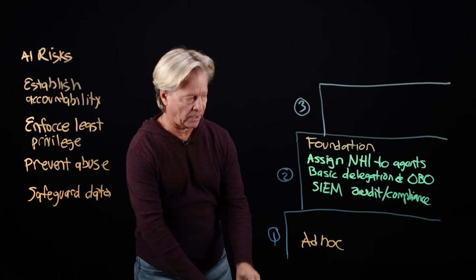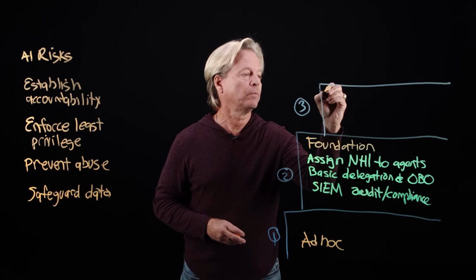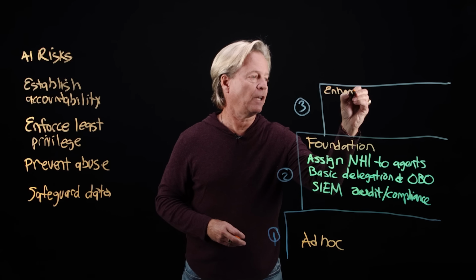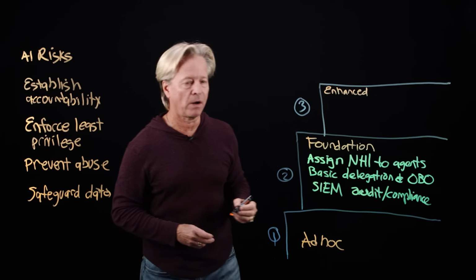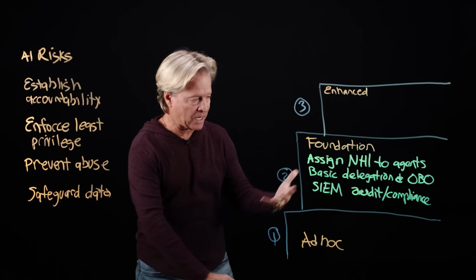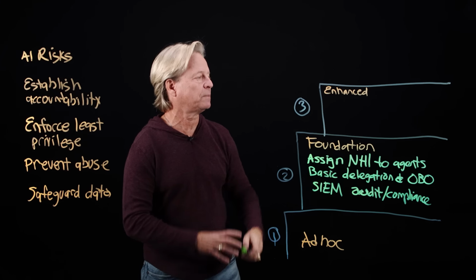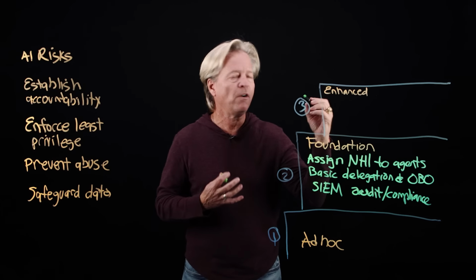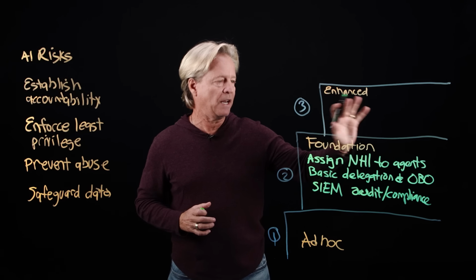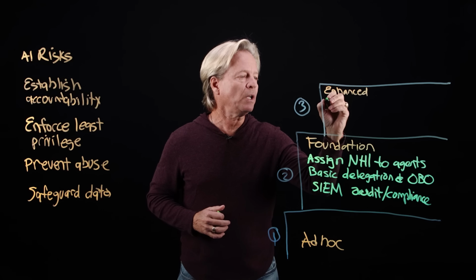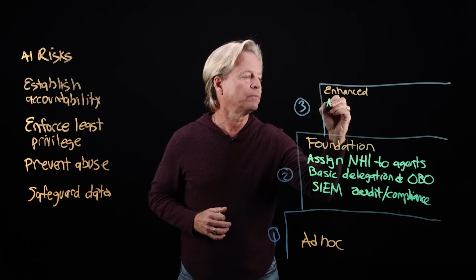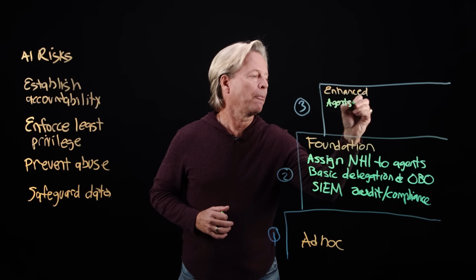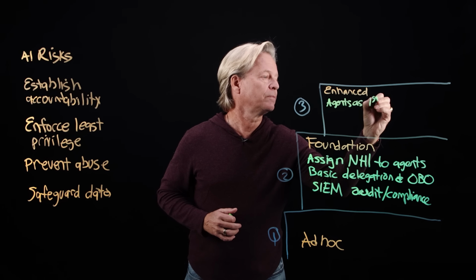All right, so let's think about what then the next level of maturity looks like. So this is really our enhanced step in our maturity model. And taking what we started off in the basic concepts, let's add a little bit to it. So the very first thing that we want to do in the enhanced step is we really want to treat agents as first-class citizens.